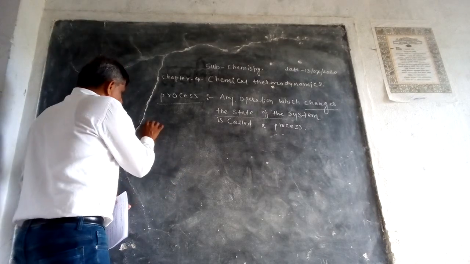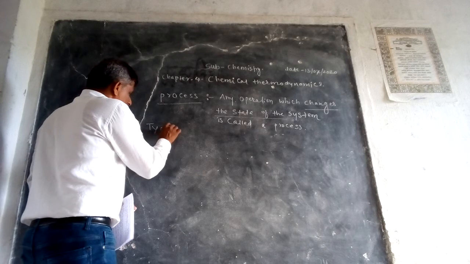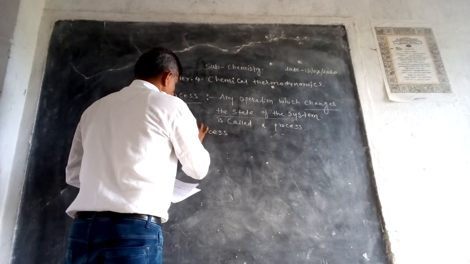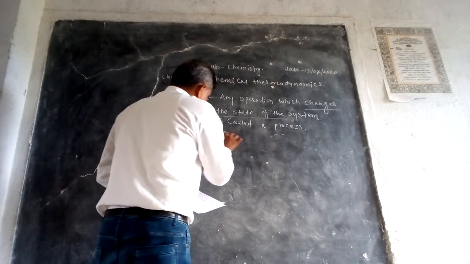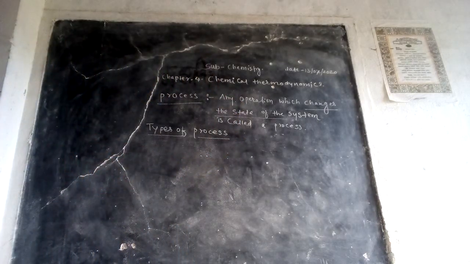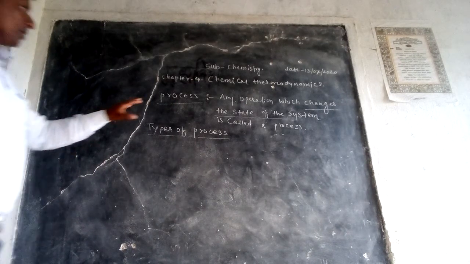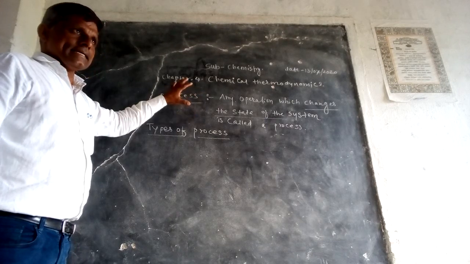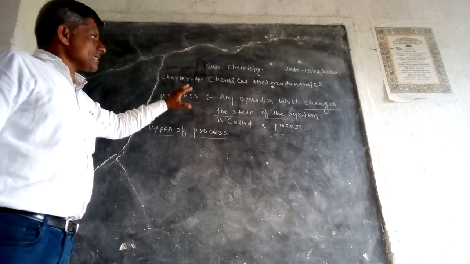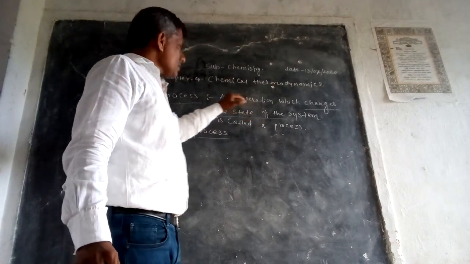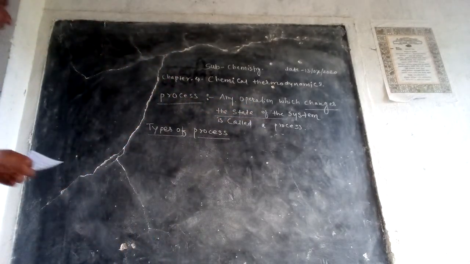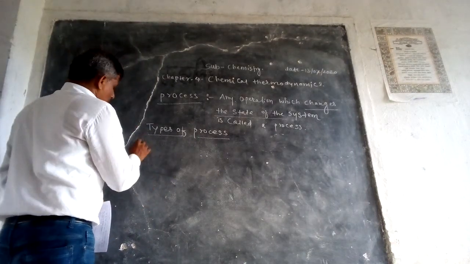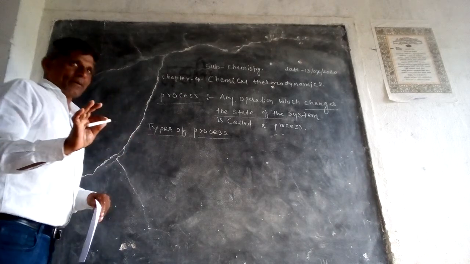We are going to learn the types of process. The important part of this chapter, types of process. You know, have you got it? The process is that operation because of which the state of our system changes, that operation is called a process. And now we are going to learn types of process. Here there are 5 types of process.